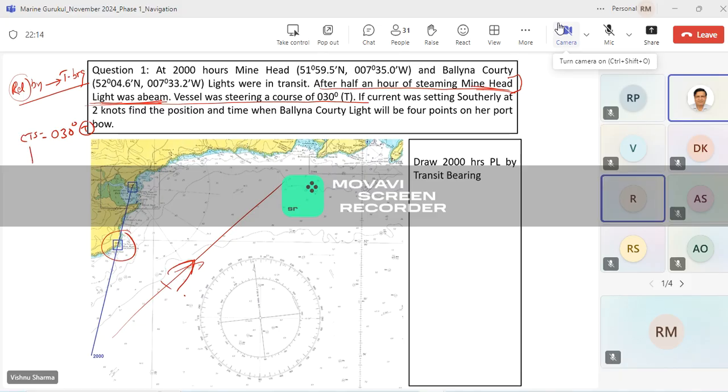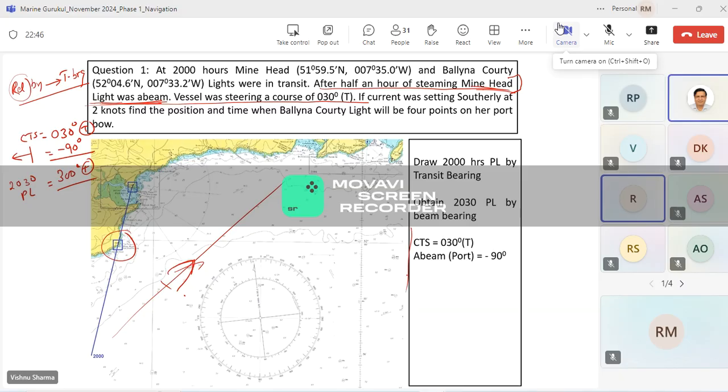So this is not given in the question. It has to be seen in the chart. So on the port beam, you'll subtract 90 degrees and the 2030 PL or beam bearing will be 300 degrees true. Am I right, guys? Yes or no? Yes, sir. Correct. Okay. So now I'll plot 2030 PL also. You see the calculations, this will be done on the answer sheet.